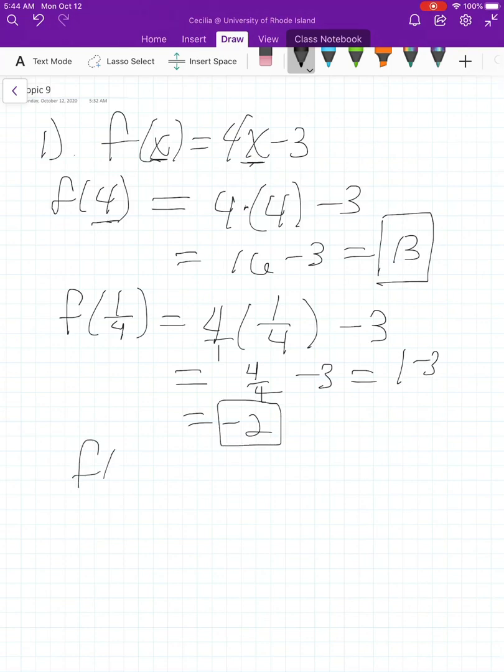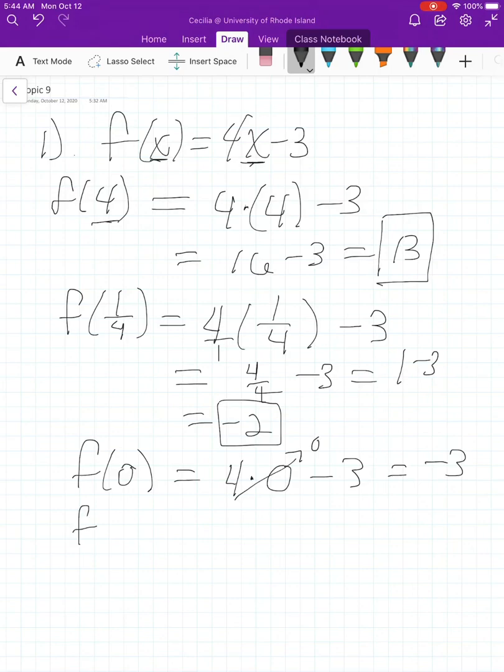Then we're asked to look at f of 0. Nothing happens because it's a 0 that's different in how we start. It just makes everything easier. We have 4 times 0 minus 3. So this is just 0. And the answer is minus 3.